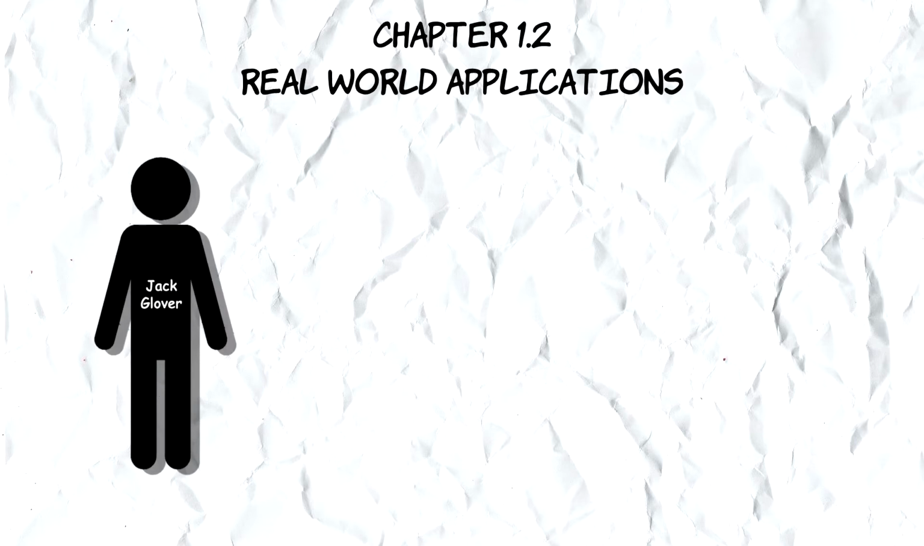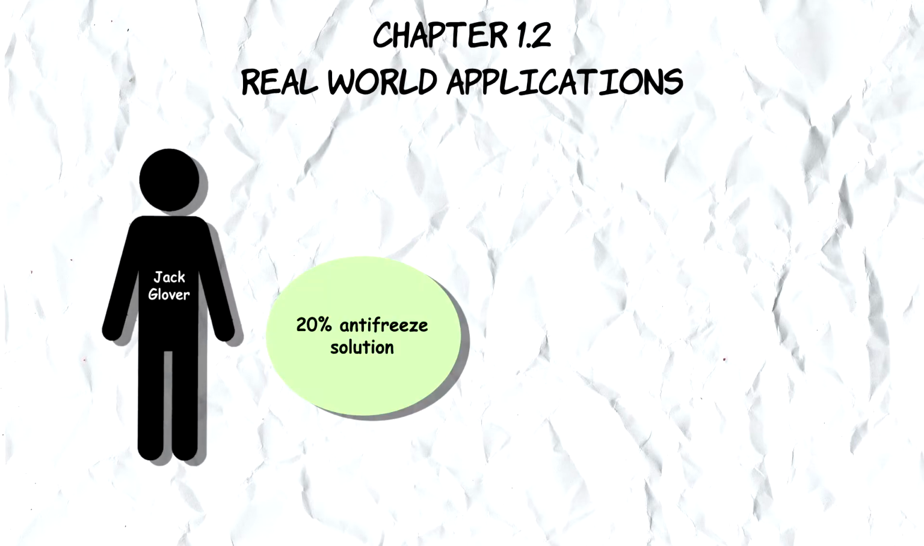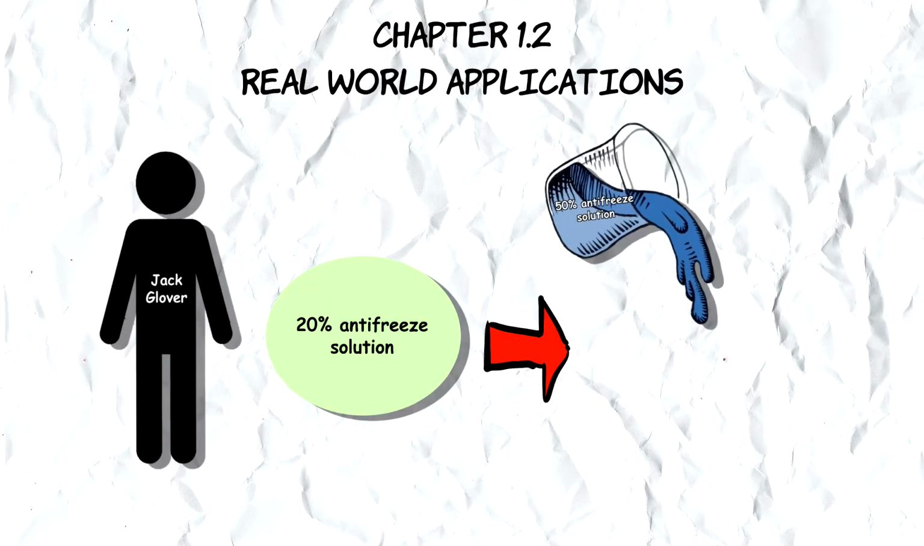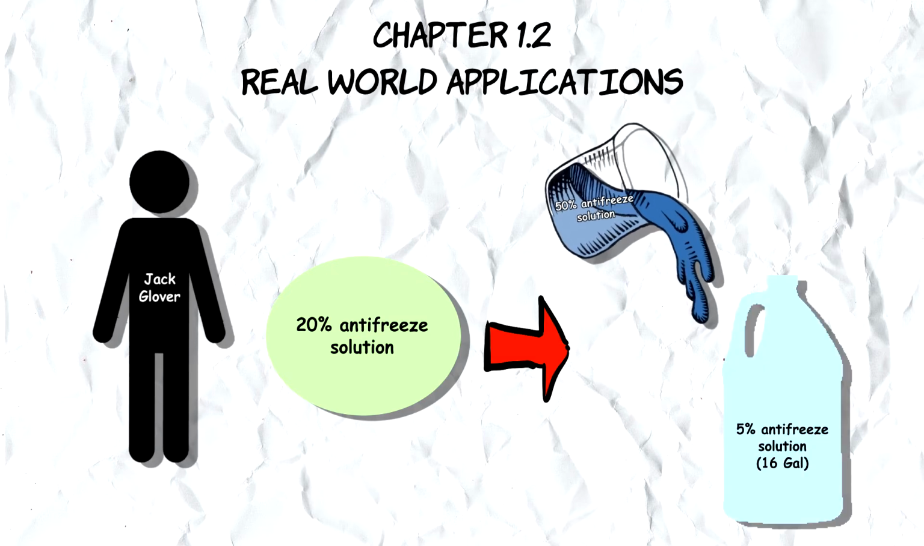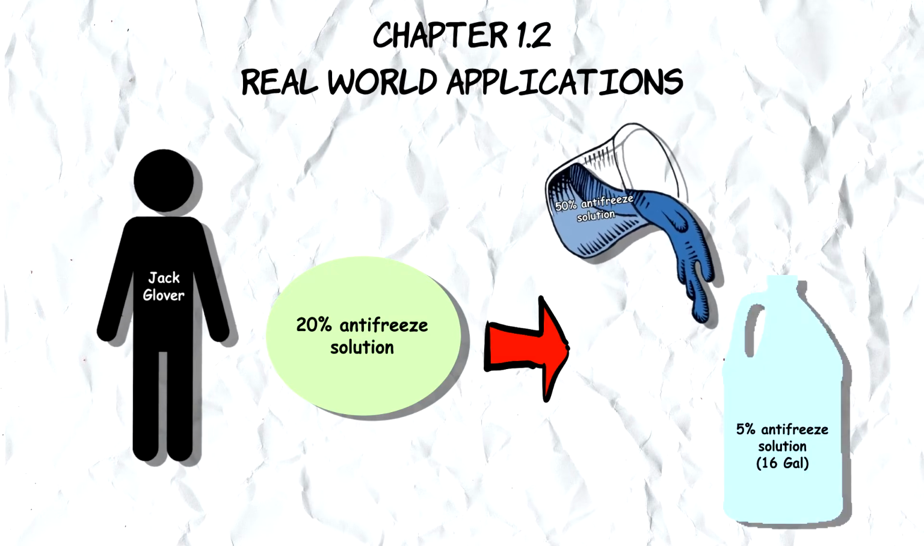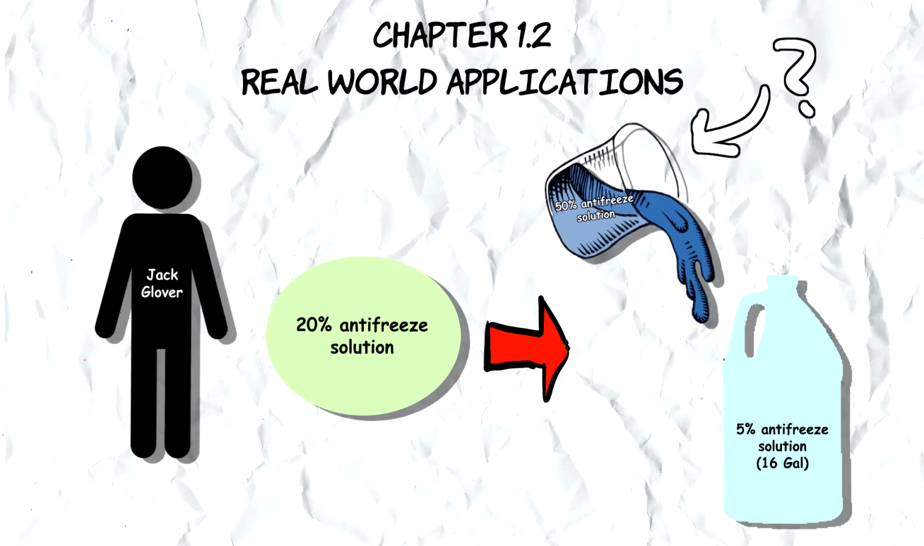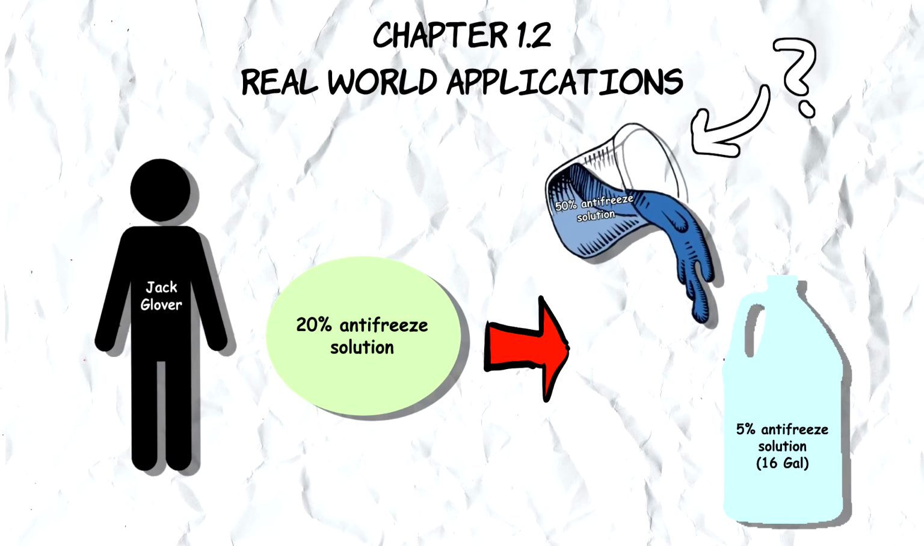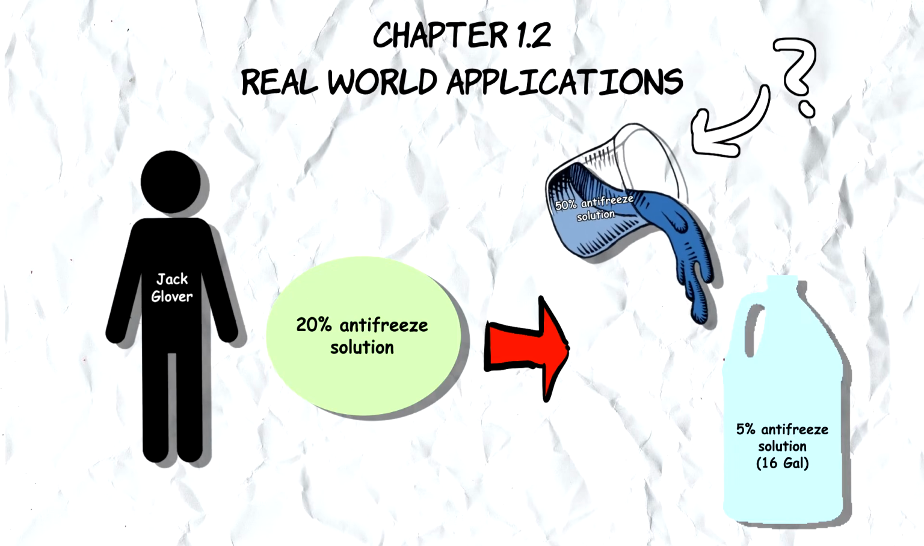Consider the following question. Jack Glover wants to make a 20% antifreeze solution by adding enough 50% antifreeze solution to 16 gallons of 5% antifreeze solution. How much of the 50% solution should he use? When you hear this question, you will immediately resort to a mathematical solution.